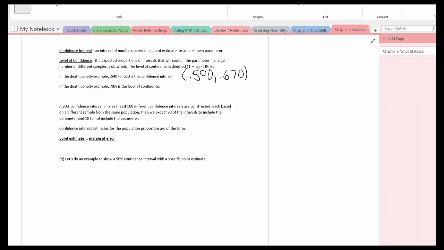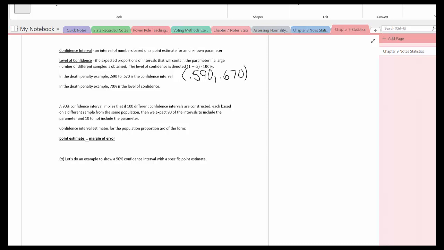So a confidence interval is an interval of numbers based on a point estimate for an unknown parameter. The level of confidence is the expected proportion of intervals that will contain the parameter if a large number of different samples is obtained. The level of confidence is denoted by 1 minus alpha times 100%. So in other words, it's going to be a percent. So it could be 90% level of confidence, could be 95% level of confidence.